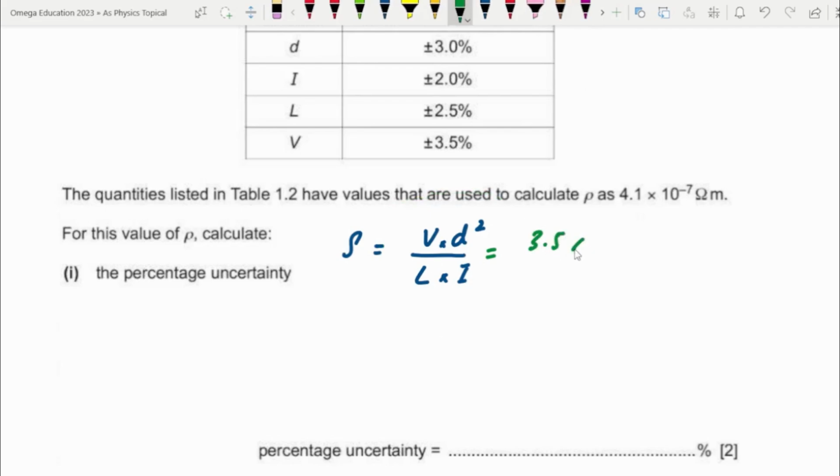3.5 plus how much do we have for diameter, for D? It is 3, but we have D square, so it will take 2 times 3, plus percentage uncertainty for length 2.5 plus the percentage uncertainty in current 2.0. Then you hit it on the calculator. 3.5 plus 6 plus 2.5 plus 2. What do we get? We get 14. Okay, 14%. And we'll write the percentage uncertainty in 2SF because all the percentage uncertainties were given in 2SF.